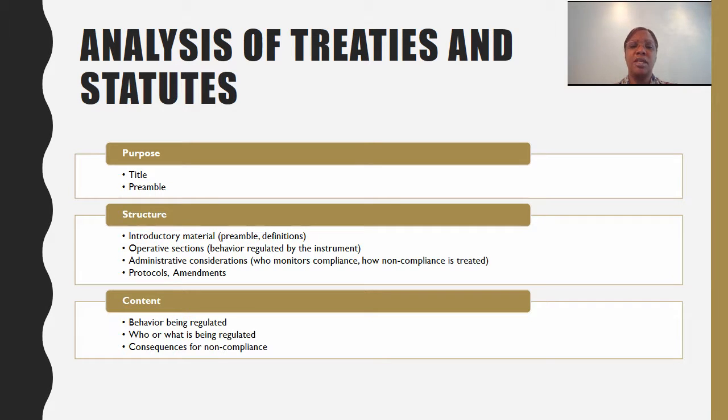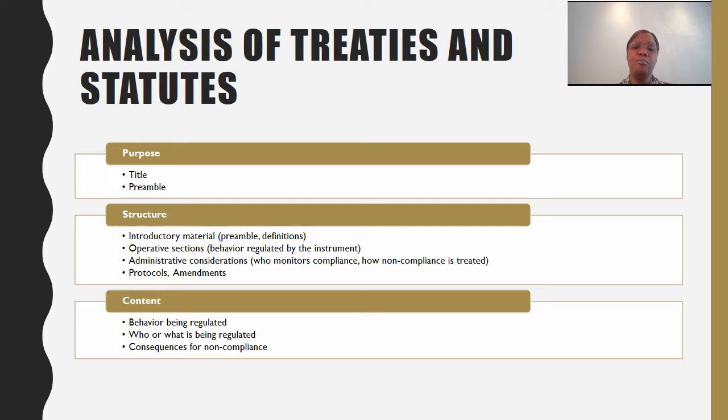The structure of treaties is often very similar because after your preamble, you often have the operative sections, the sections that are binding on the parties to the treaty. But then there's usually some sort of an administrative section, a section that talks more about who's supposed to monitor the treaty or how to enter into the treaty, how to become part of the treaty. Those types of things will be discussed in a later section.